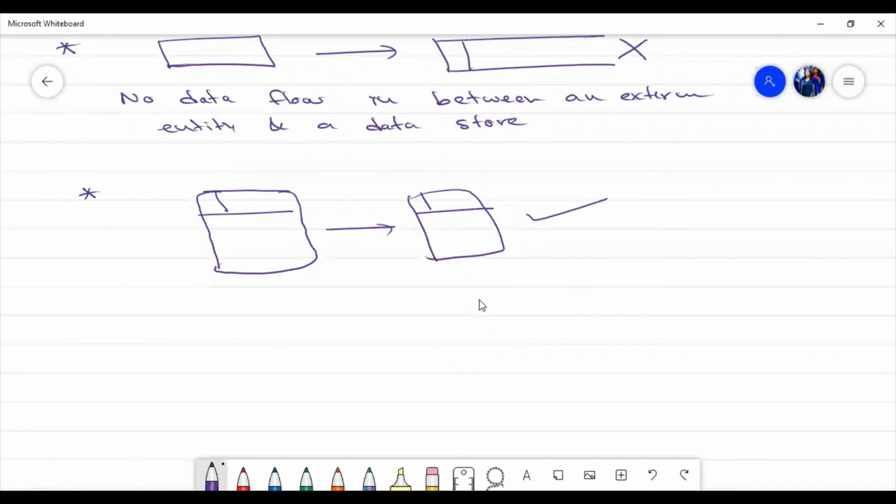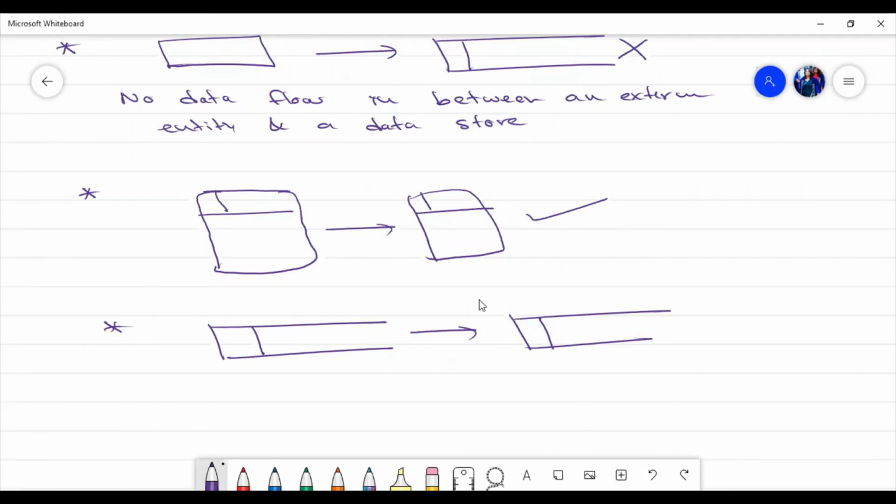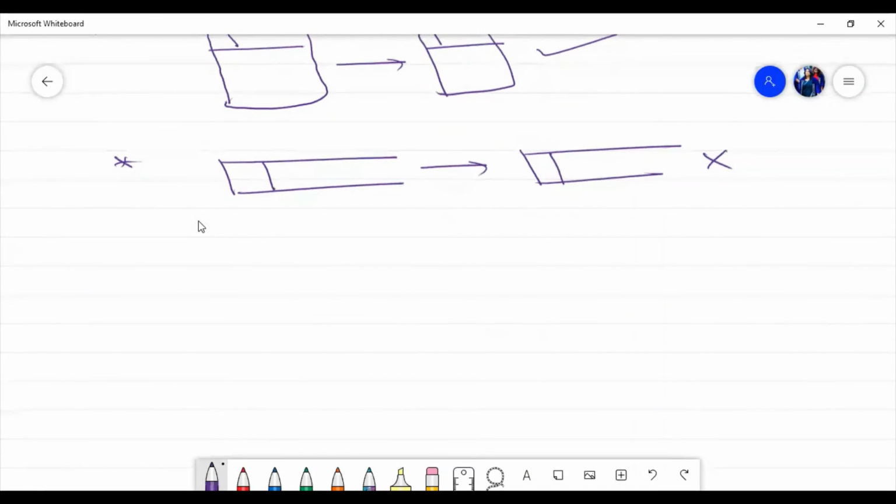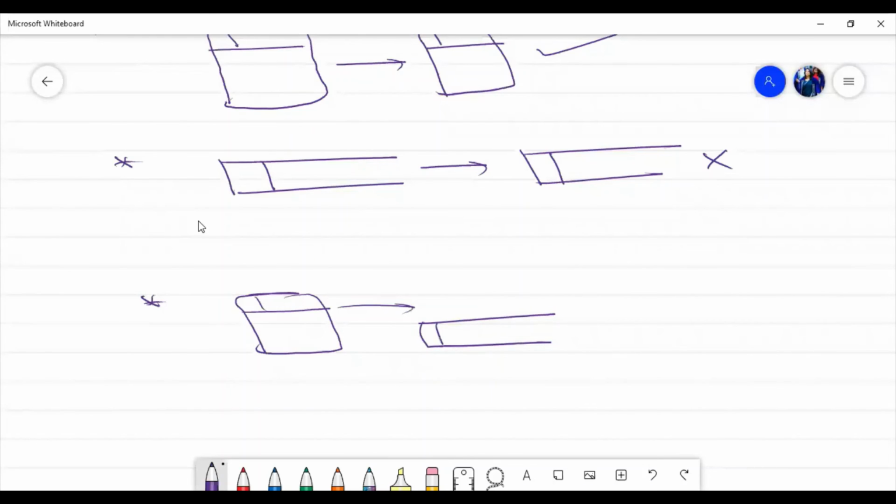And in between two data stores, sending in or sending out, this is wrong. Clear? And when we are drawing DFD diagrams, in between a process and a data store, read and write, no issue, these are okay. Read and write, fine.